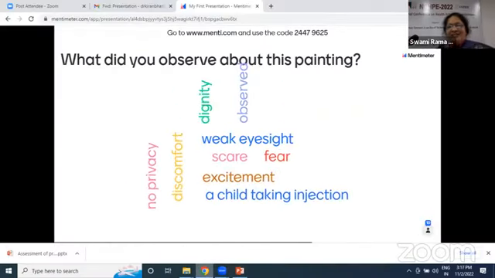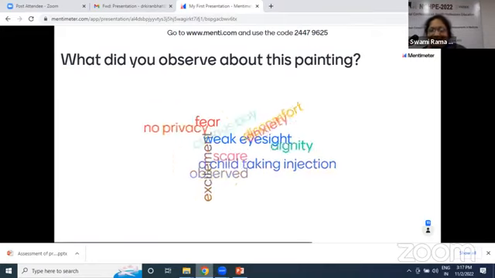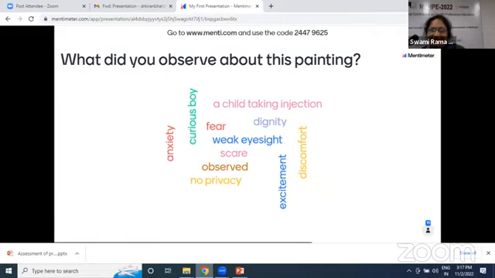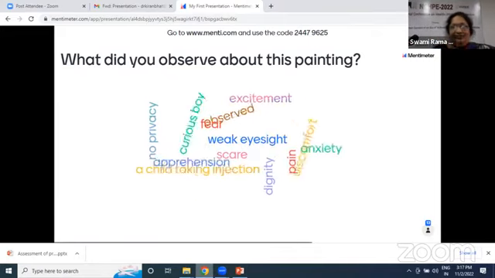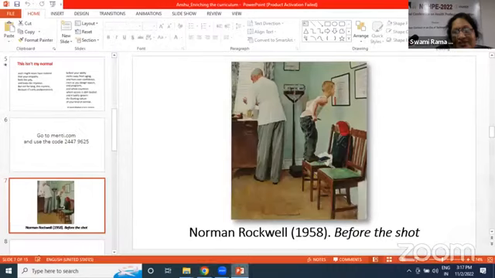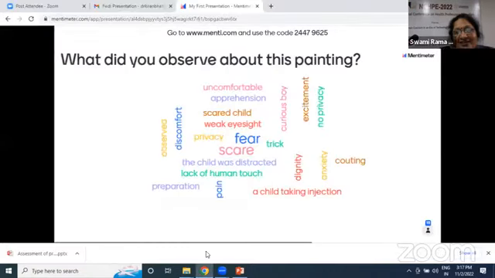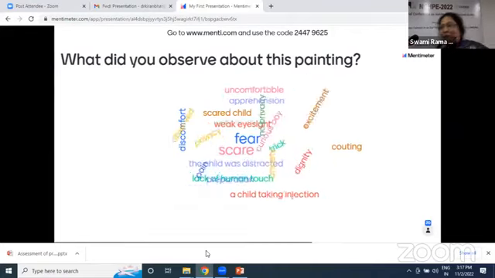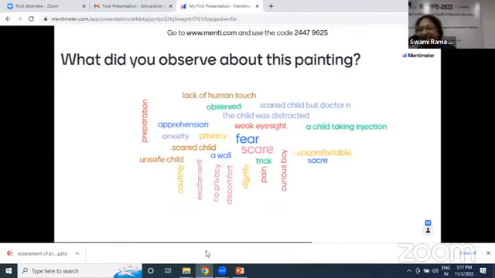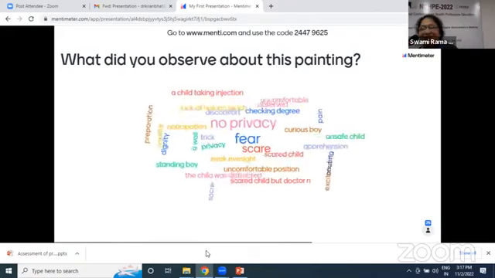Right. Weak eyesight. Why did you feel that? A child taking an injection. What was the child doing? Want to see the picture again? What is he looking at? He's looking at what? It's a doctor's degree. So he's examining the doctor's degree.